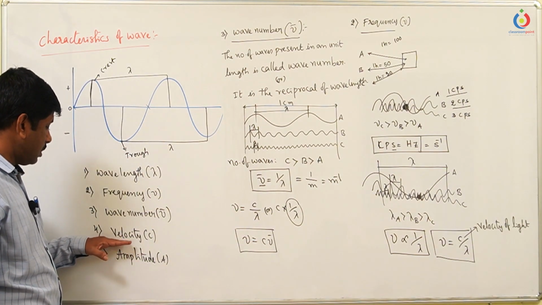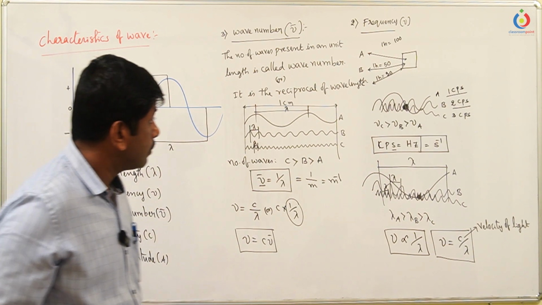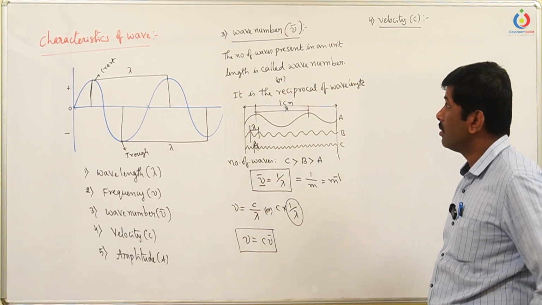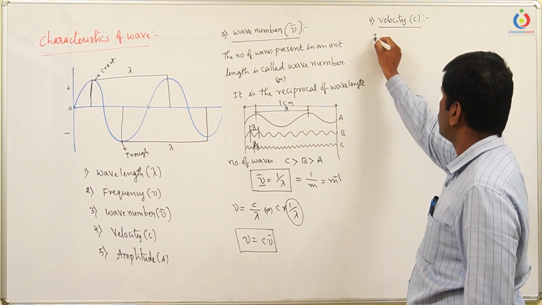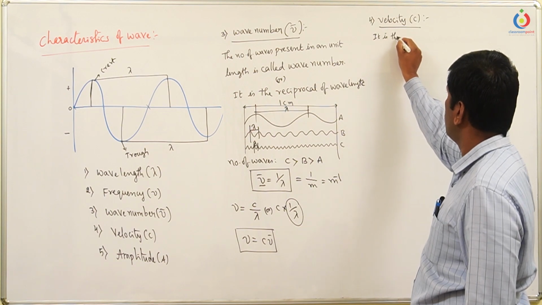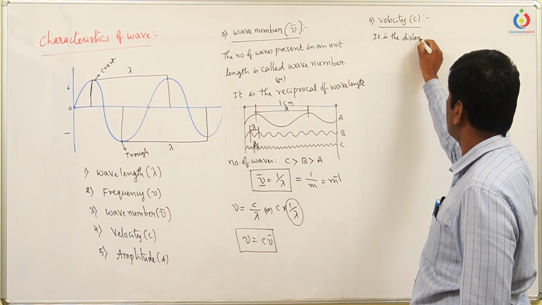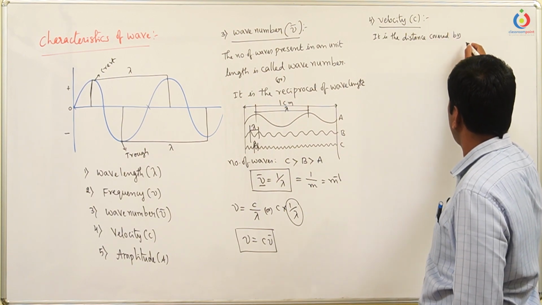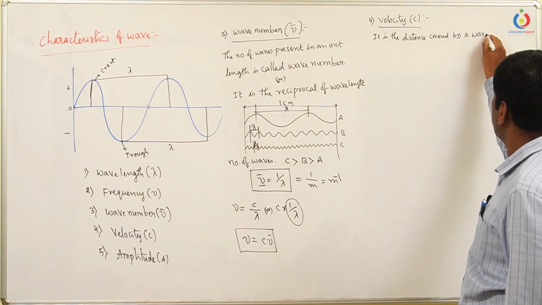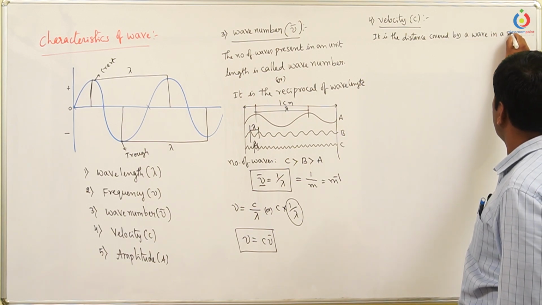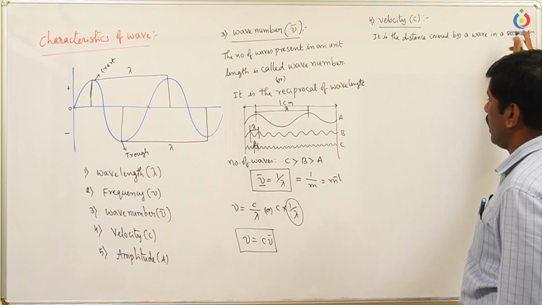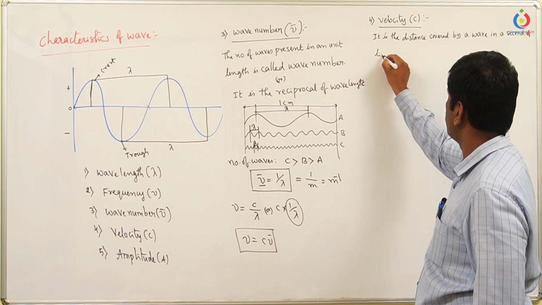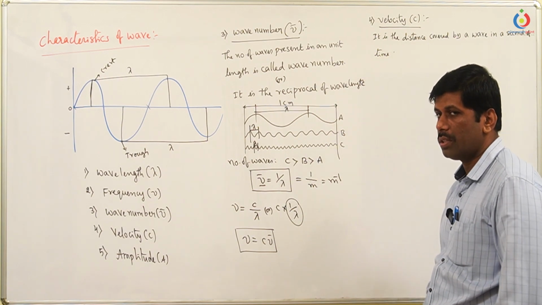Now let us see the velocity and amplitude. Velocity of light or velocity of electromagnetic waves. So what does it mean by velocity? It is the distance covered by a wave in a second of time. I am taking second of time, you can take any unit time. Distance covered in a second of time is known as its velocity.